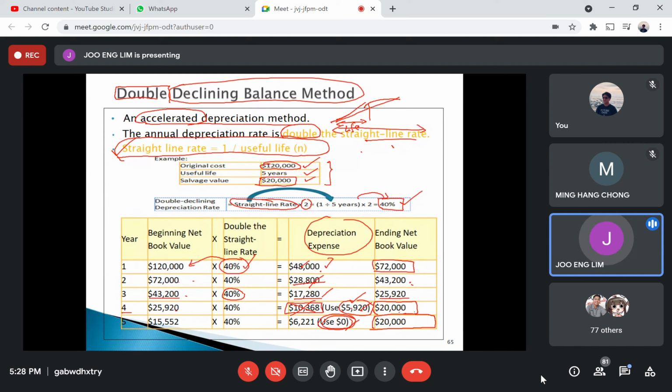It shows that when you are accelerated, before you reach the end, you already depreciate fully. Clear? Because you accelerate it, instead of 20% initially, now every year going up to 40%. So definitely before the end, you already fully depreciated. In this one, it's actually fully depreciated at 3 years plus, not even 4 years. It's already touching your 20,000. Yeah. So that is double declining.